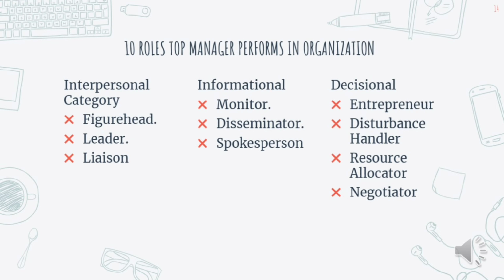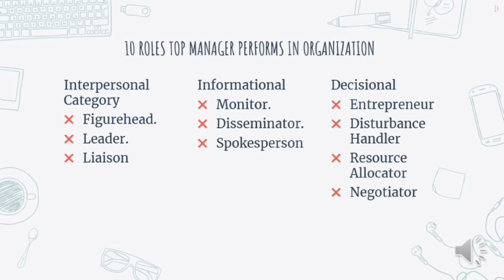Category number 2, informational. The managerial roles in this category involve processing information. First, monitor. In this role, managers regularly seek out information related to their organization and industry, looking for relevant change in the environment. Managers also need to monitor their teams in terms of both their productivity and their well-being.